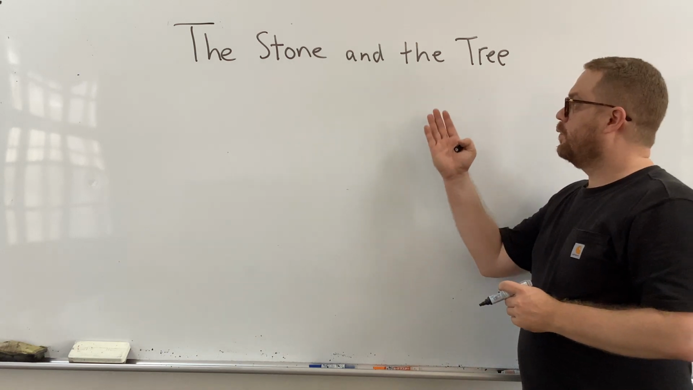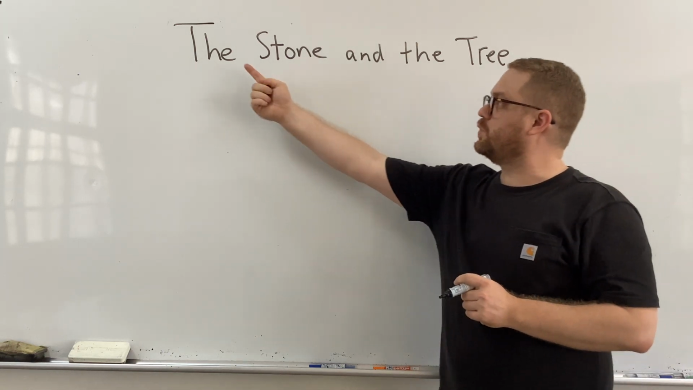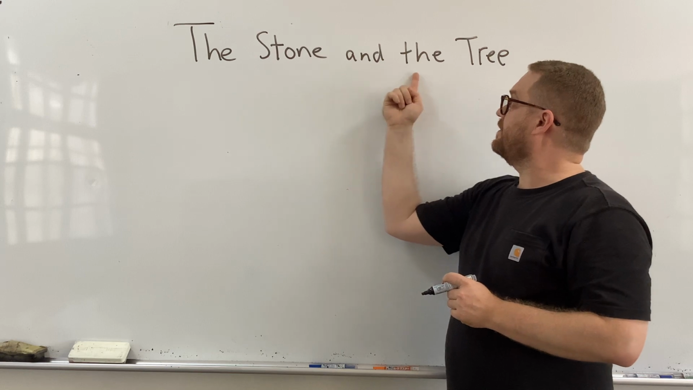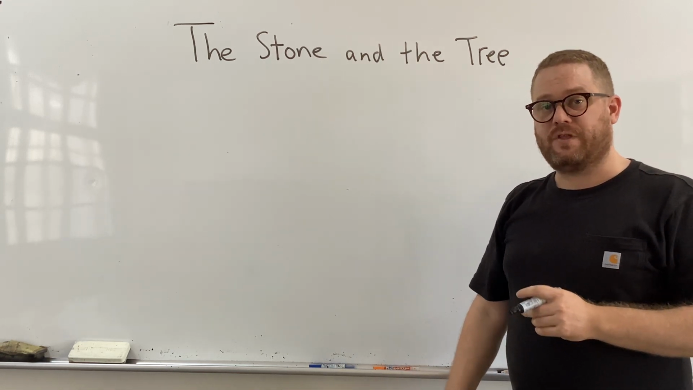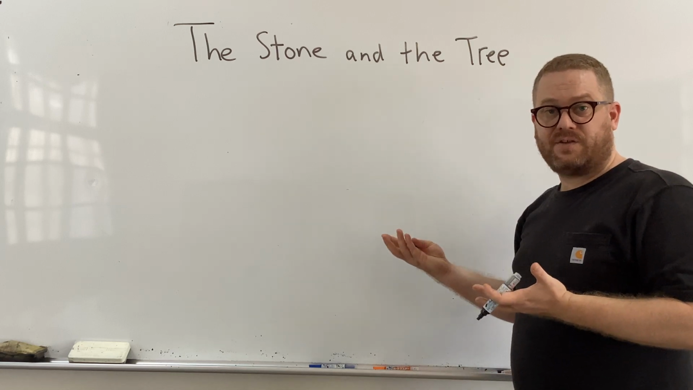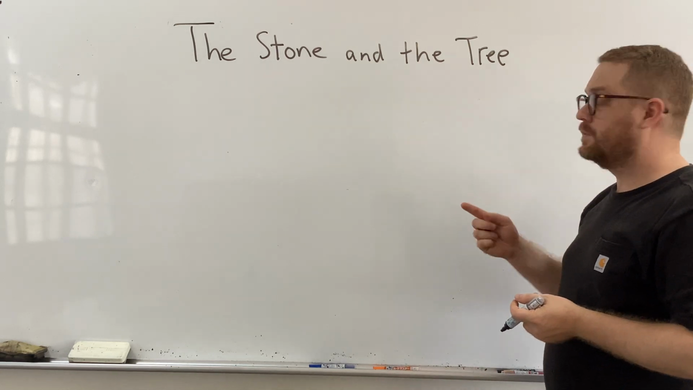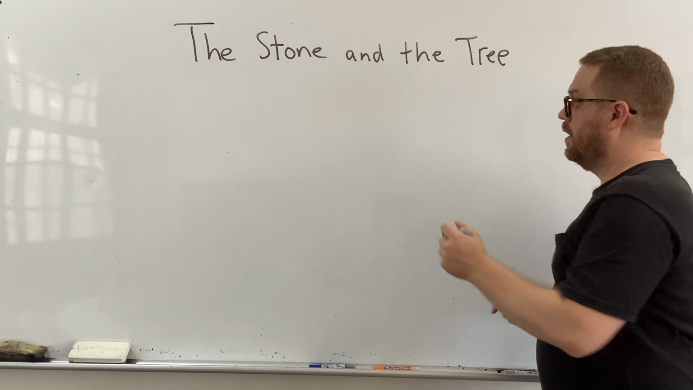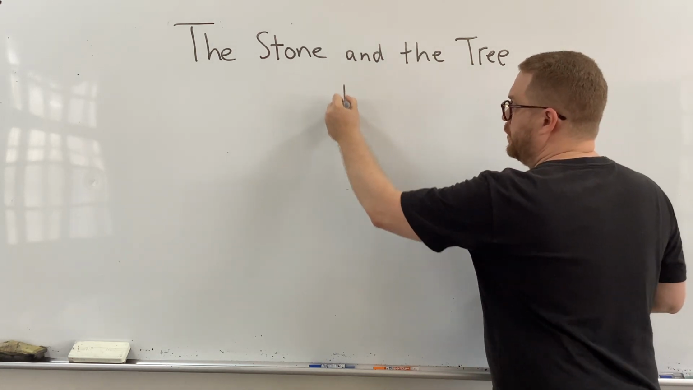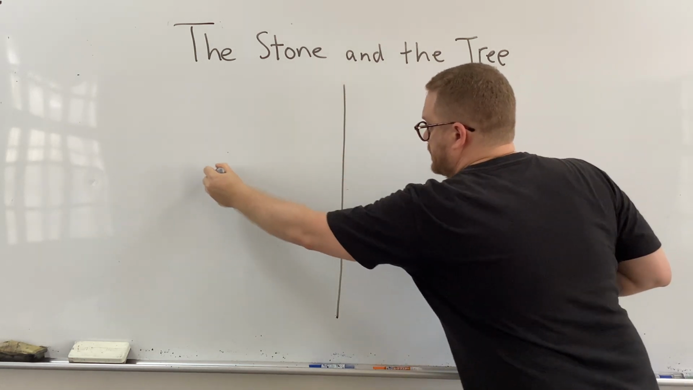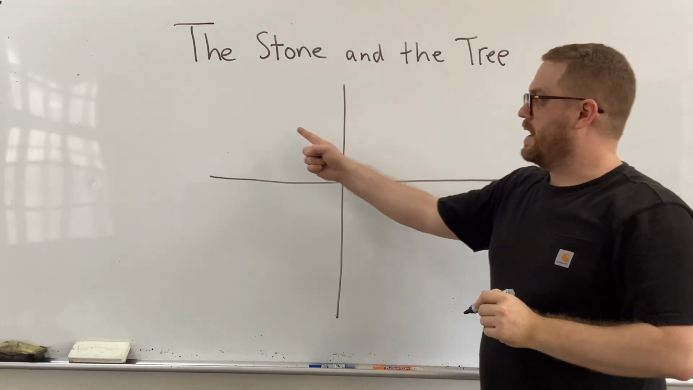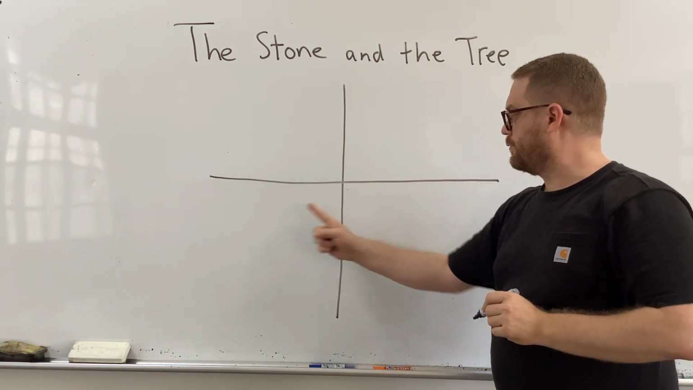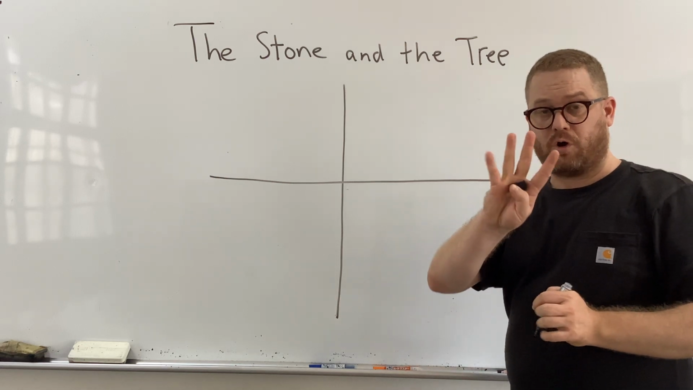Okay, we just finished listening to the story, The Stone and the Tree. Now please get out a piece of paper that you can use for this activity. Step 1. On your paper, we are going to draw 2 lines. And now we have 1, 2, 3, 4 boxes.